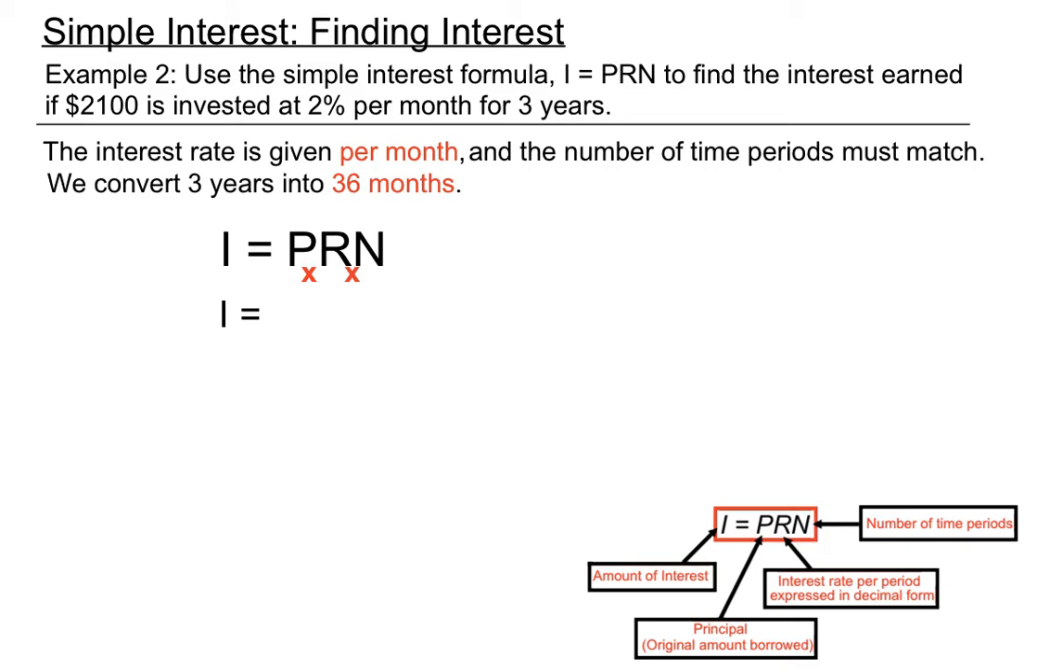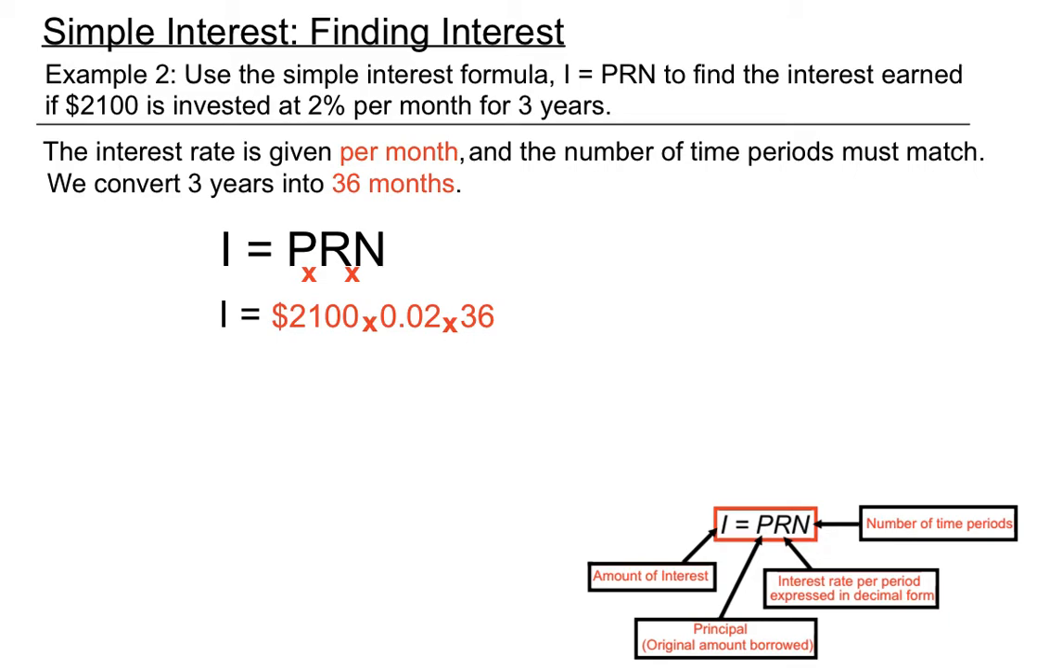So once again, we're trying to find the interest, so we'll leave I as I at the moment. Can you see the principal, the amount of money invested or borrowed here? 2,100. The interest rate is 2% per month, so what's the decimal of 2%? The decimal of 2% is 0.02. We'll use the decimal version of that percentage. 0.02, and the number of time periods we said, we're going to use 36, not just 3, because we have to match up the interest rate quote and the number of time periods. They have to be talking the same language, really.